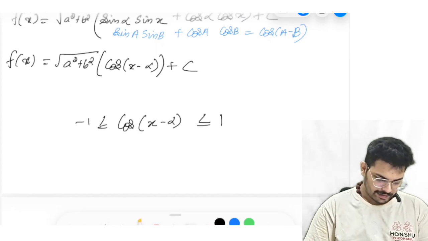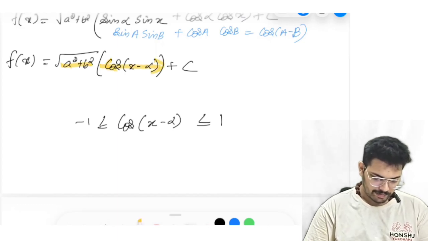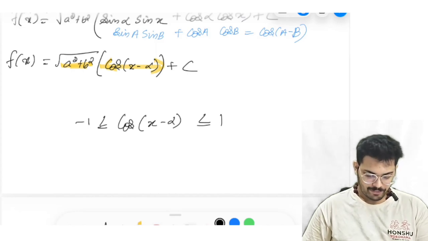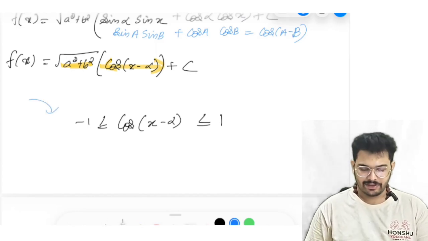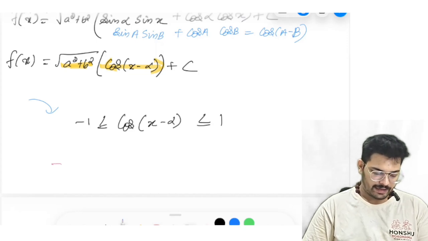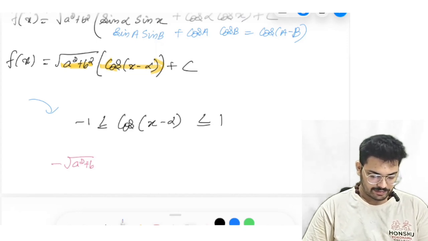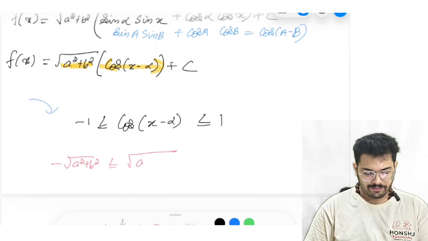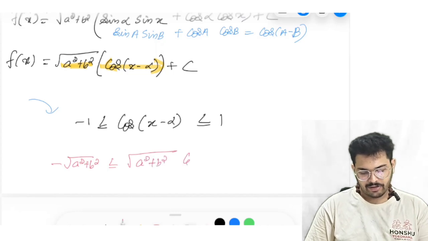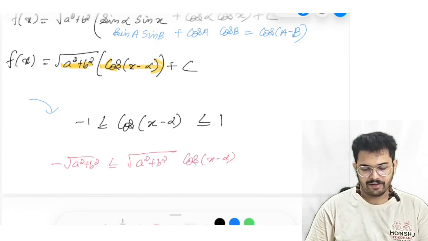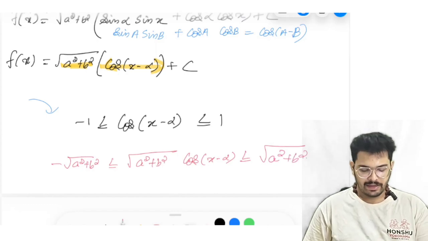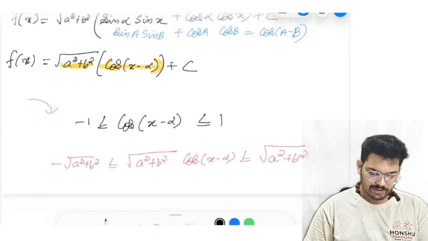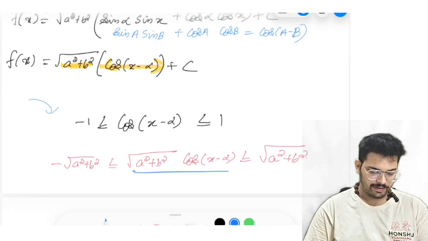Here, when we notice this one, along with this term, root of a square plus b square is multiplied. So throughout we will be multiplying with root of a square plus b square. Now we will be getting minus root of a square plus b square less than or equal to root of a square plus b square cos of (x minus alpha) less than or equal to root of a square plus b square.